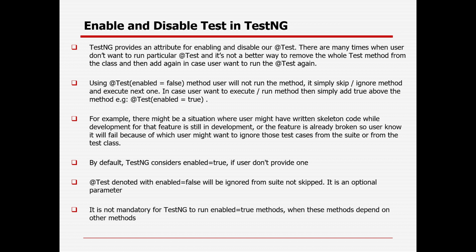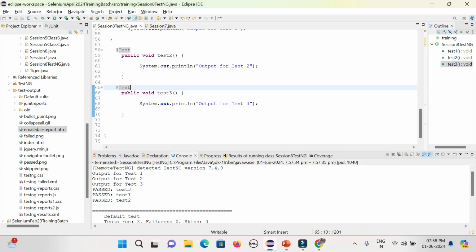So TestNG provides an attribute for enabling and disabling our test cases. There are many times when a user does not want to run a particular test, and it is not a good way to remove the whole test method from the class and add it again in case the user wants to run the test again. So we can use enabled equal to false to disable it. In case nothing is there, it will always be executed. So by default, nothing means enabled equal to true. So enabled equal to true or nothing, it has the same impact.